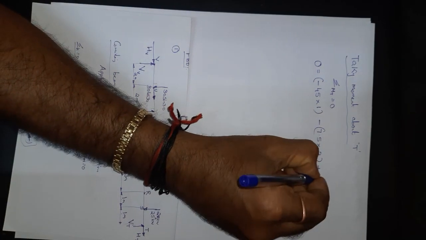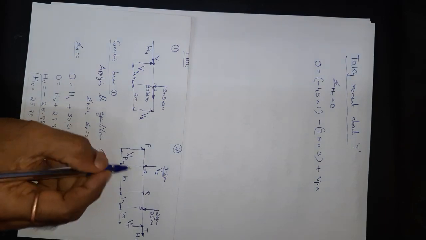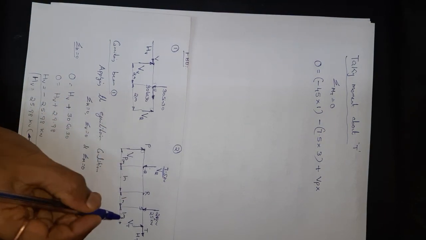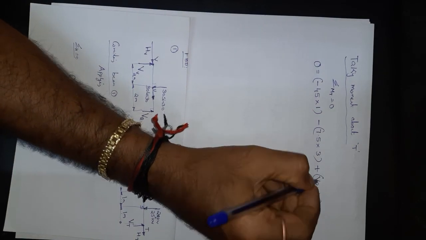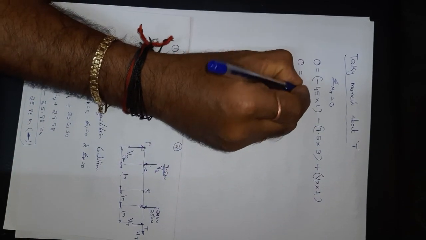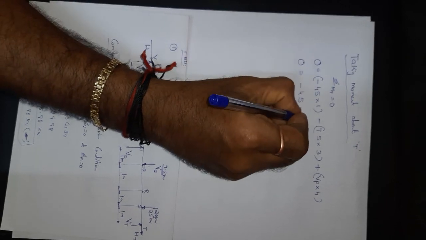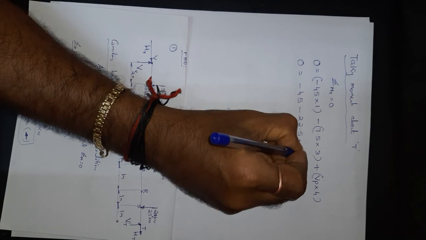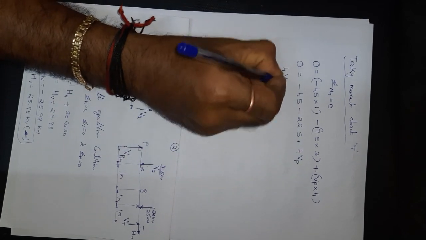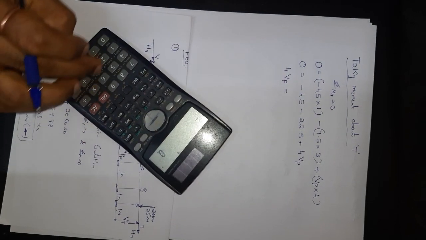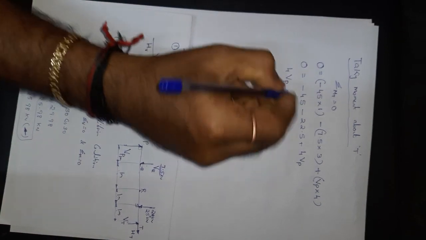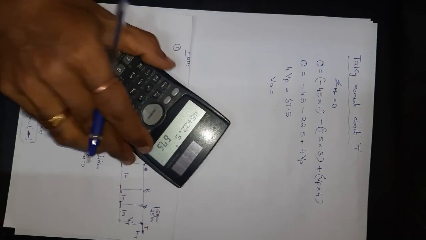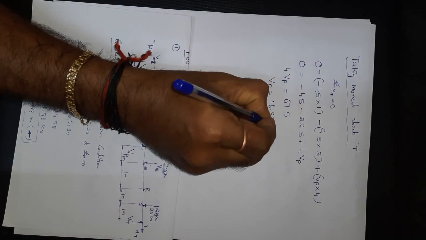Got it. Let me just move to the next force, which is acting vertically upwards, which tends to rotate the object in positive direction. So Vp into its perpendicular distance from the origin, that is 1, 2, 3, 4. So 0 equal to minus 45 minus 22.5 plus 4 Vp. So 4 Vp equal to 45 plus 22.5, which is 67.5, right? So Vp is equal to 67.5 divided by 4, which works out 16.87 kilonewton.